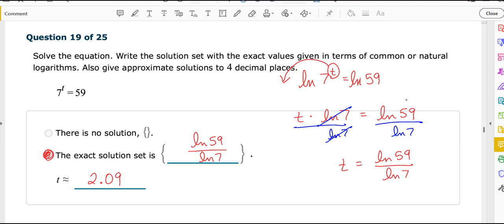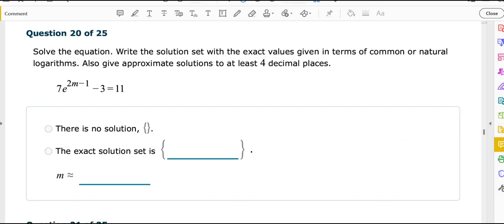Number 20, solve the equation. Write the solution set with the exact values given in terms of common or natural logarithms, and also give an approximation to at least 4 decimal places. Okay, the m is in the exponent on that e. So our goal right now is to get the e to the 2m minus 1 by itself.